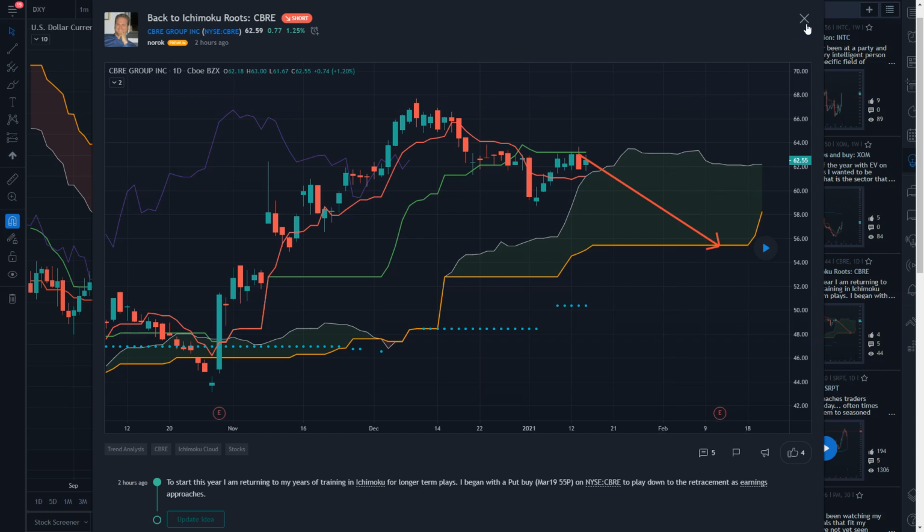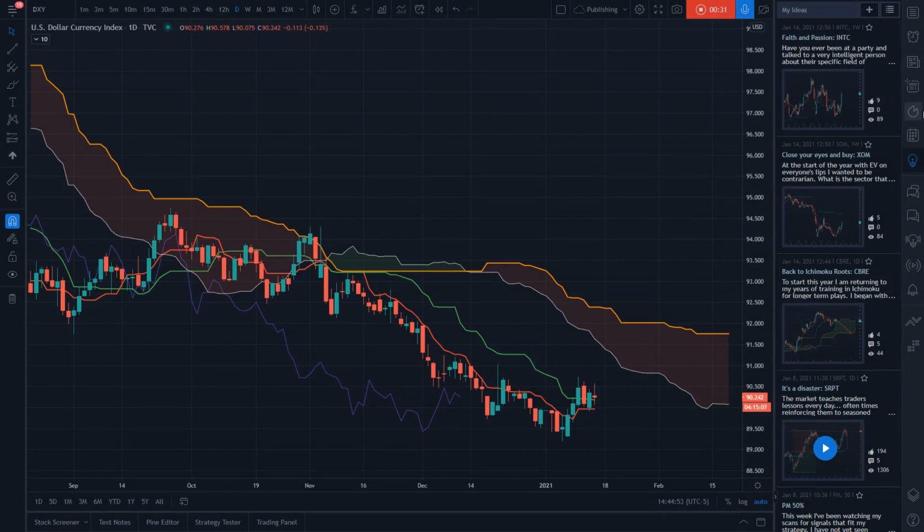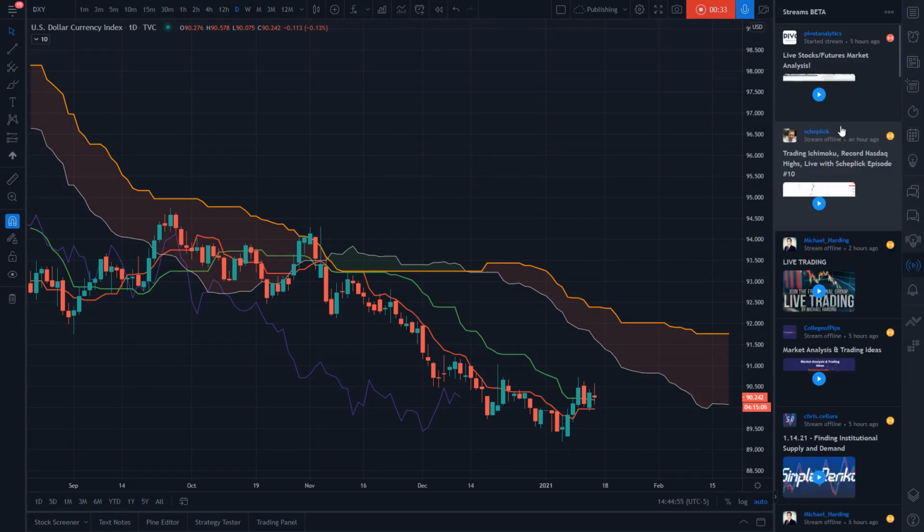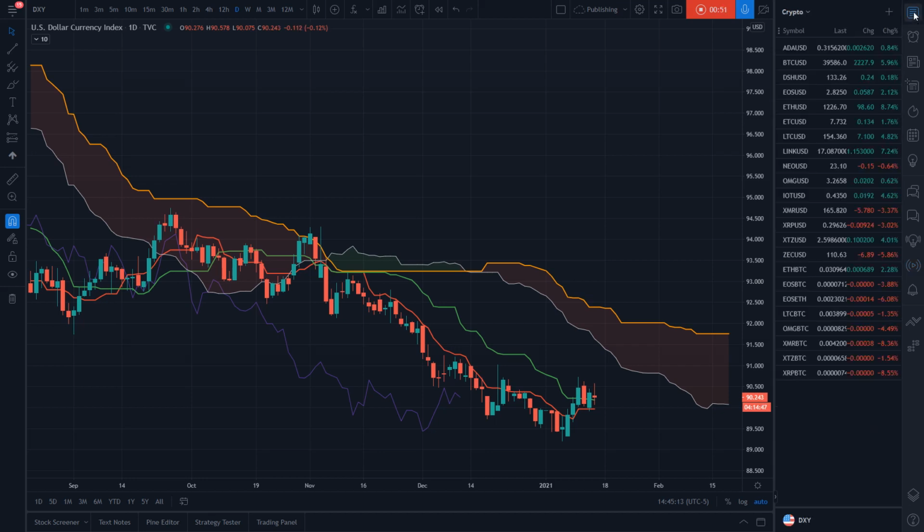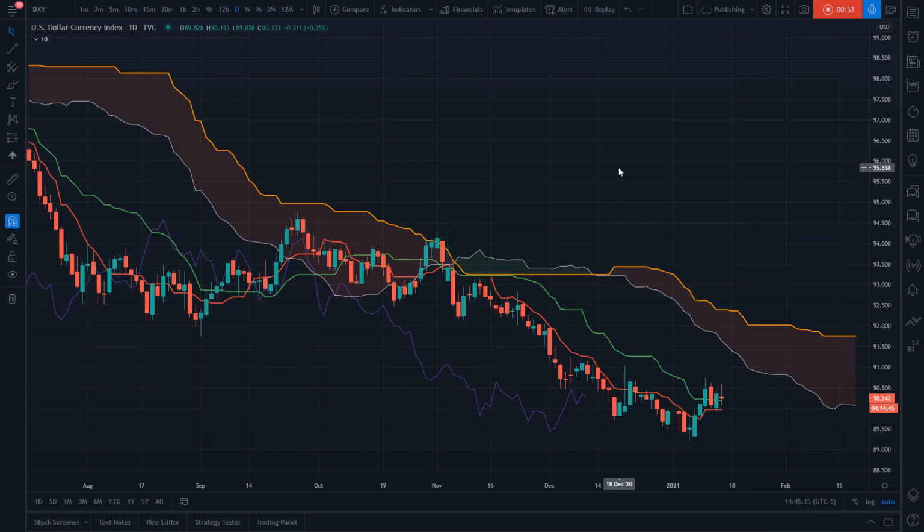And it was interesting because I was watching Mr. Splick's stream today, and he too was expressing an interest in Ichimoku and learning it himself. So, a shout out to him, and thanks for inspiring me to make this and talk about Ichimoku. We'll use the dollar as the example, and I'll share with you guys what I think is important in Ichimoku.